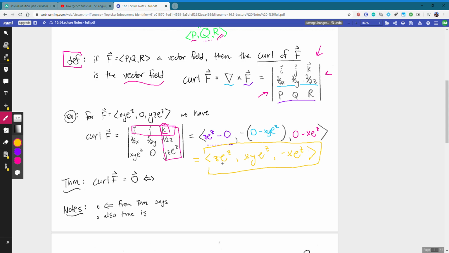And notice this is indeed a vector field. If we plugged in any x, y, z point, this curl would hand us a vector, which we could think of as attached to that point.